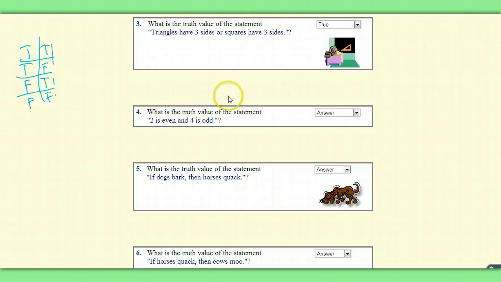Okay. Number 4. What is the truth value of the statement 2 is even and 4 is odd? We have another and statement. So, 2 is even, which is true, and 4 is odd, which is false. In an and statement, only one case is true and the rest are false. So we have this situation right here: 2 is even and 4 is odd. That's false. Let's see what our answer is. And that's a false statement. Okay, so let's move on to a couple more before you take your quiz.